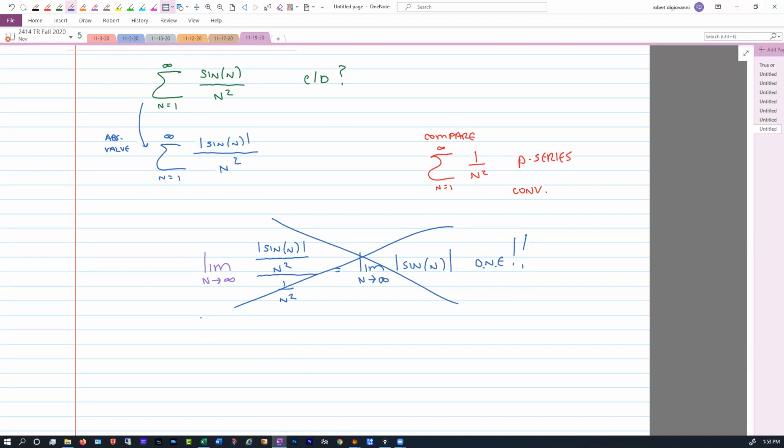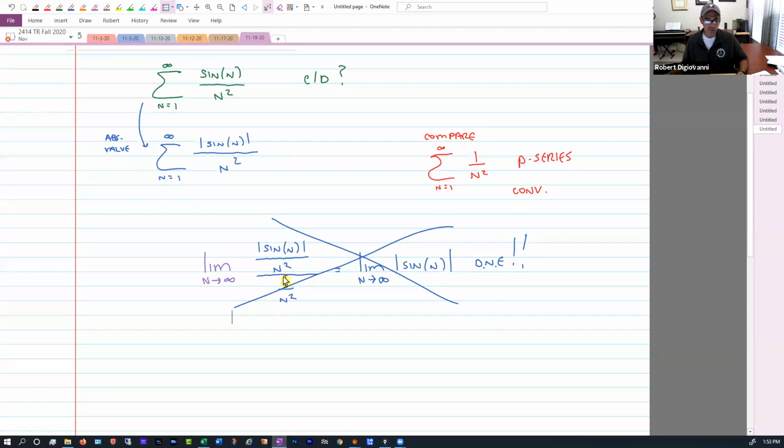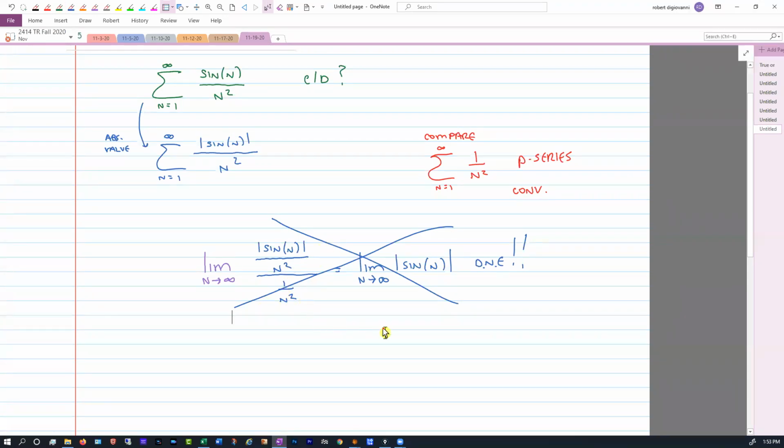I have a question. Why are we only just looking at sine n and not the reciprocal? 1 over n squared flipped up, the n squared's canceled. Yeah, they canceled out. Yep.